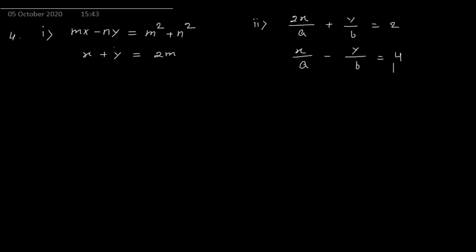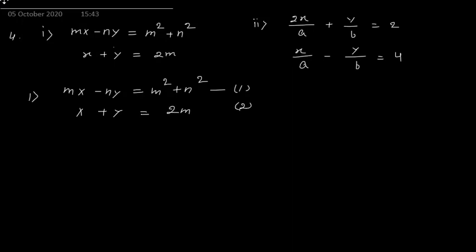Now the fourth question is mx minus ny is equal to m square plus n square and x plus y is equal to 2m. So in this problem, x and y you consider as your variables. Now the solution you will get in terms of m and n, there is no number. So yes, a difficult problem I will say. So let us try this first question. Our first equation is mx minus ny is equal to m square plus n square, this is equation 1, and x plus y is equal to 2m, this is equation 2.